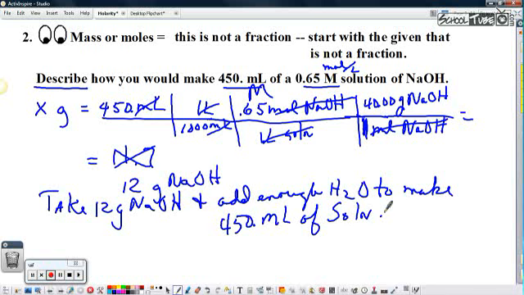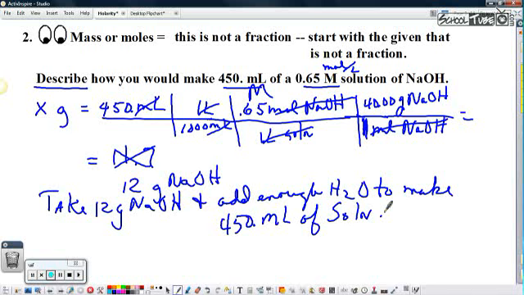So we would go to the back, we would measure out 12 grams of NaOH, we would put it in our container, which in this type of case is supposed to be a volumetric flask, and I don't have the volumetric flask up here. And then I would add enough water to make it 450 milliliters. I would not start with 450 milliliters and then add the solid to it because I would have a larger volume, because the solid is going to make the volume go up.